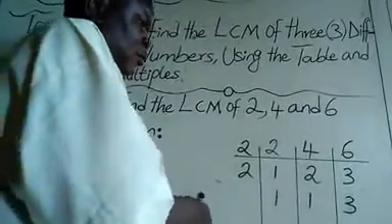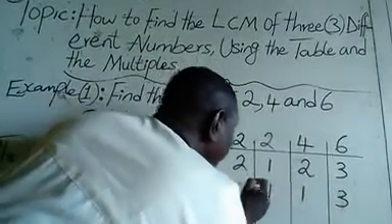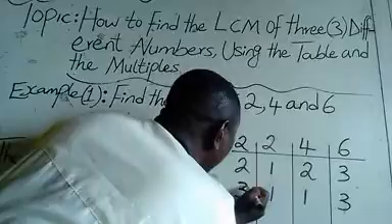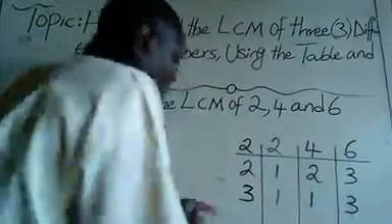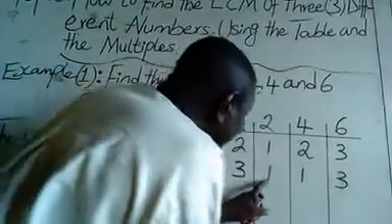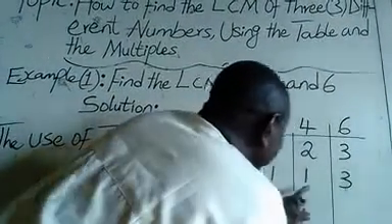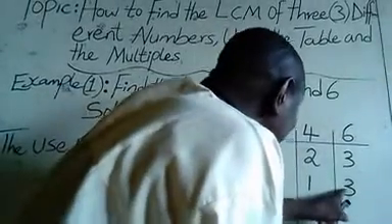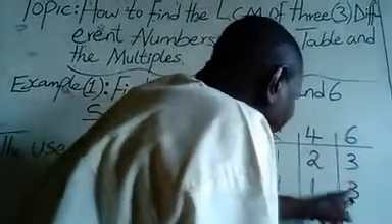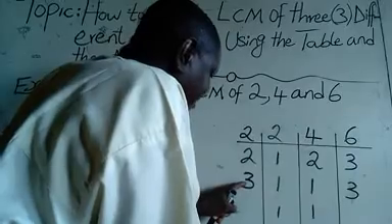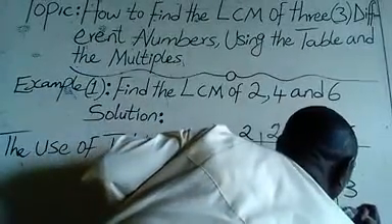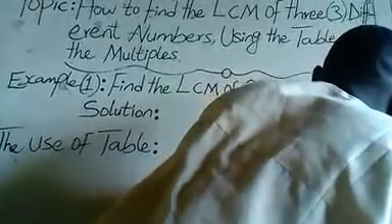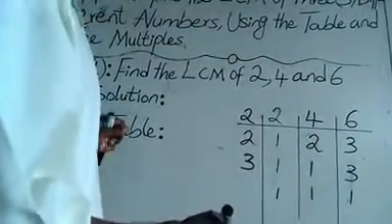What number is that? The number is 3. I've written it down. Here I have 1, and I have to bring it downward. This 3 divided by this 3, the answer is 1. Okay. I'm through with the division.